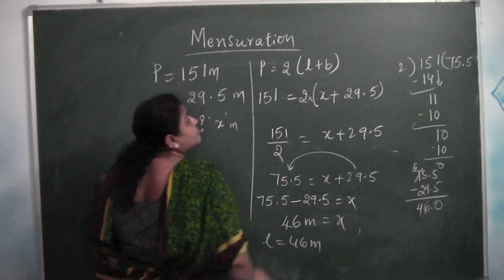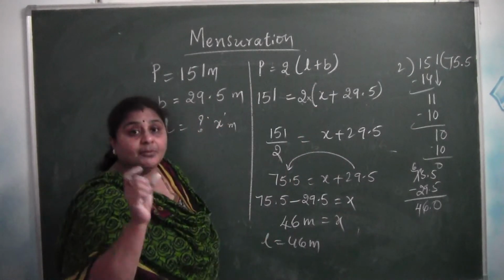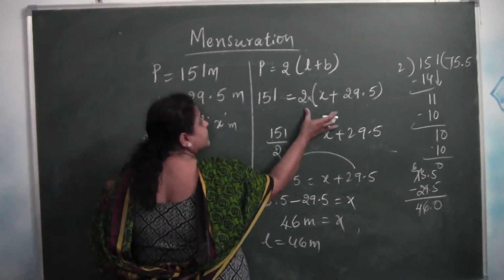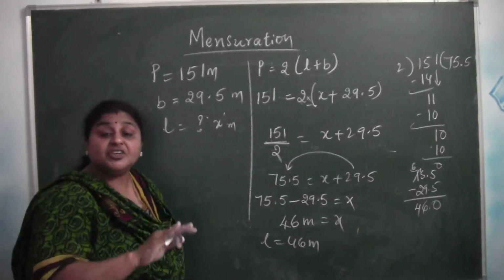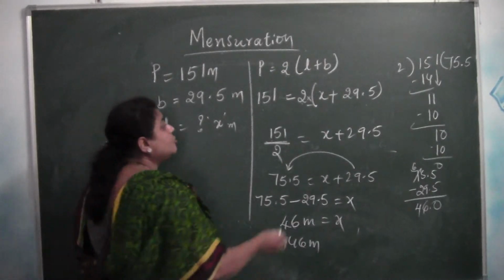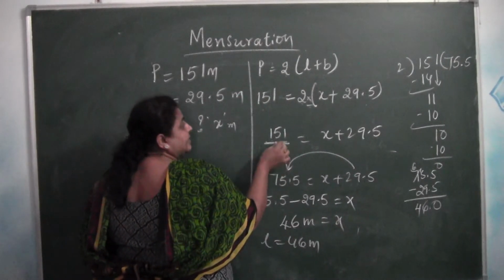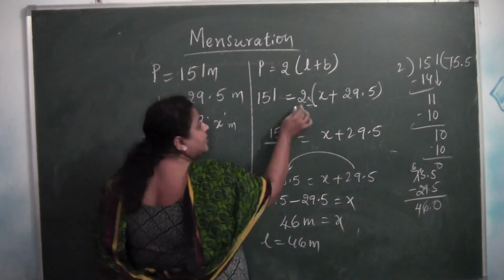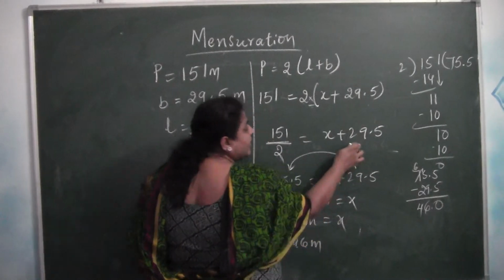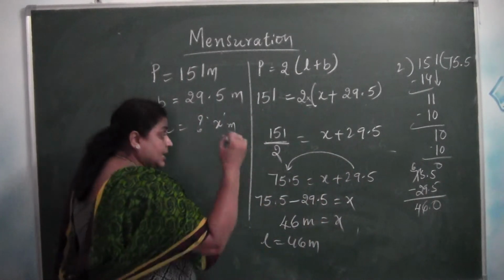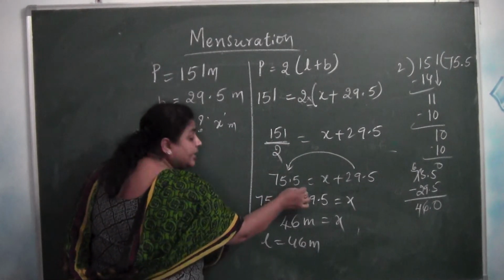Now 2 is here in terms of multiplication. Am I right? Brackets is nothing but multiplication. When I am changing 2 from the right side to the left side, multiplication changes to division, the opposite of it. Division changes to multiplication. So 2 when shifted from the right side to the left side becomes a denominator, that is 151 by 2. And when I shifted 2 over here, the leftover is x plus 29.5 as it is, I am writing. Next. So 151 by 2 on dividing we are getting 75.5.